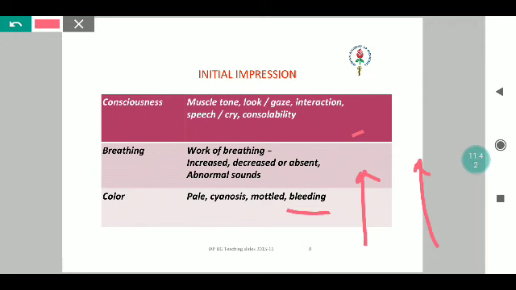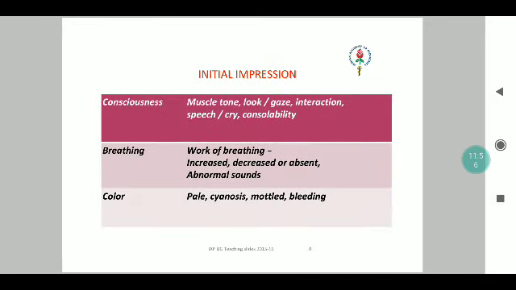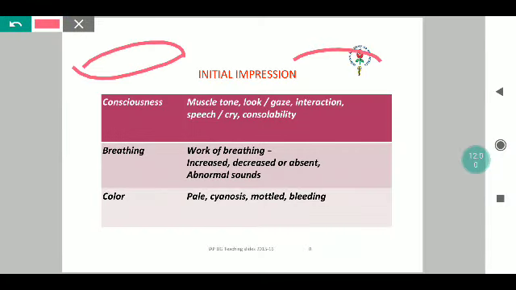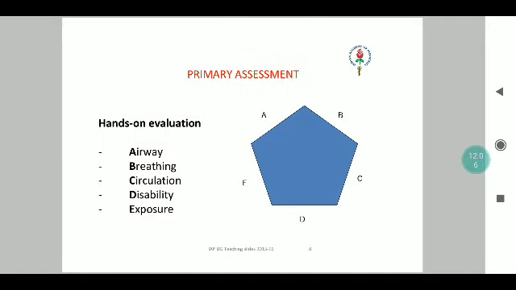The aim of our initial impression is also to ensure that help is given to the one who requires it the most, and help is given as soon as possible. Now with that, we come to the primary assessment. Like I mentioned, it is a hands-on evaluation. What we did in the initial impression is merely by visual. So the initial impression is merely by inspection, whereas the primary assessment is totally hands-on.